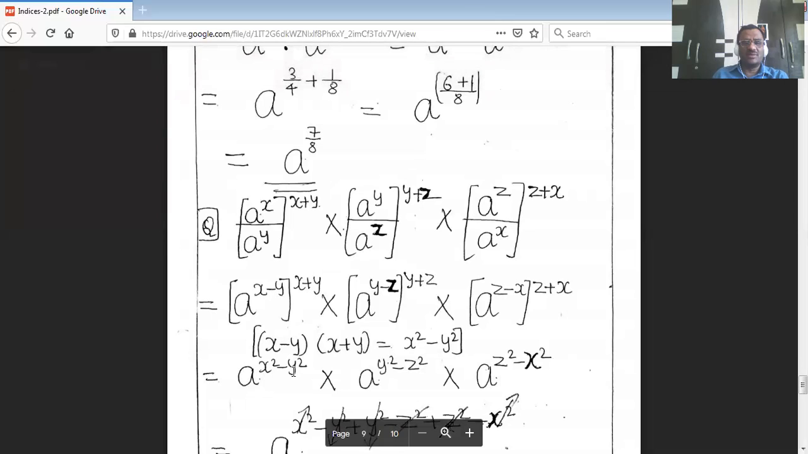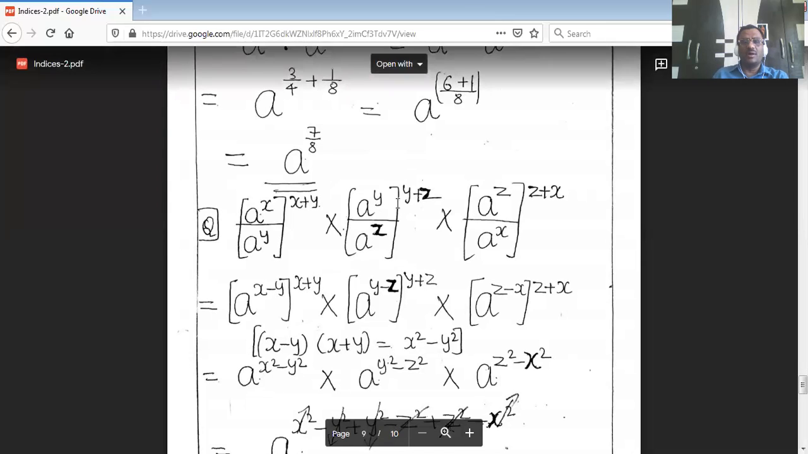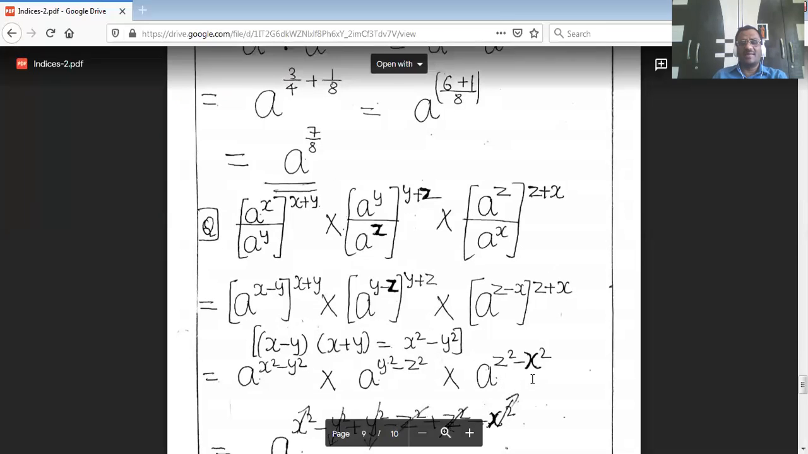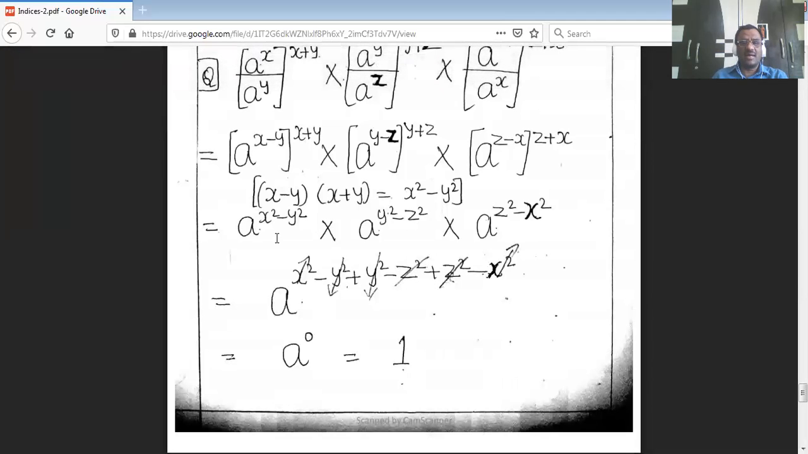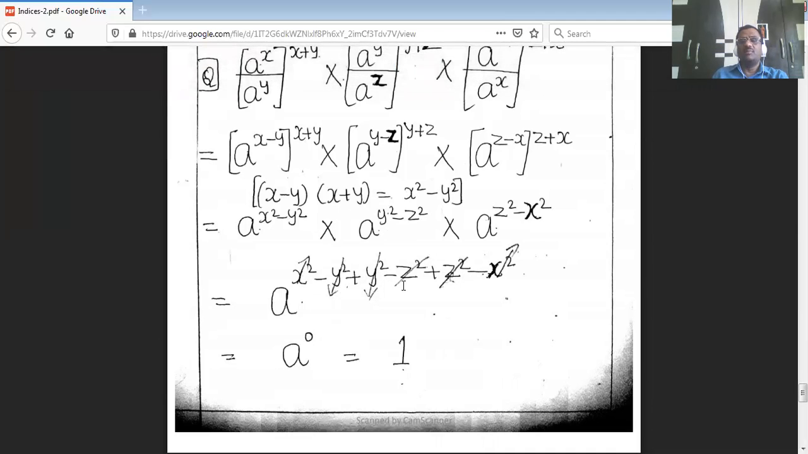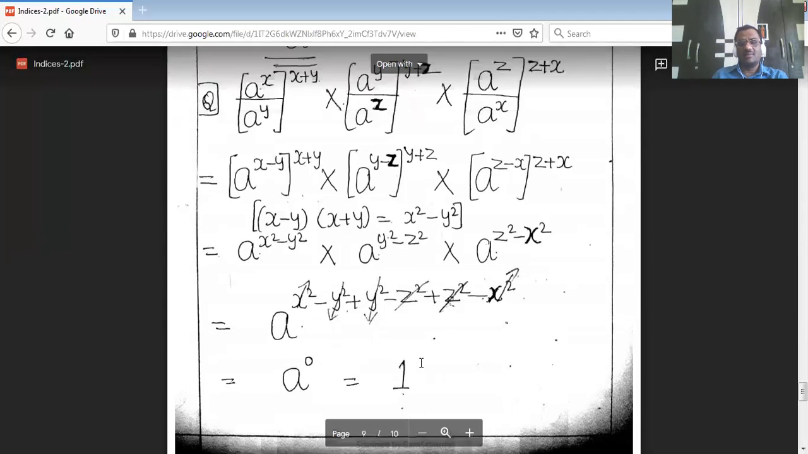This is the form of the identity a minus b into a plus b. So it is going to be a to the power of x square minus y square, into a to the power of y square minus z square, into a to the power of z square minus x square, and you just add all this and each one gets cancelled. That is a to the power of x square minus y square plus y square minus z square plus z square minus x square. And if you say that x square minus x square, minus y square plus y square, minus z square plus z square, a to the power of 0 you will get, that is equal to 1. Now a to the power of 0 is equal to 1.